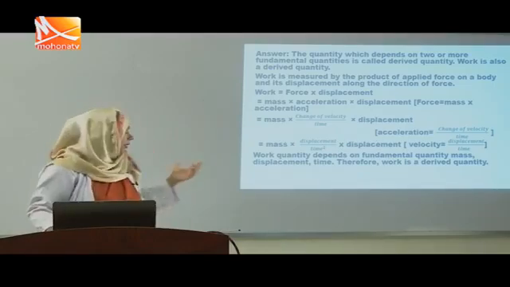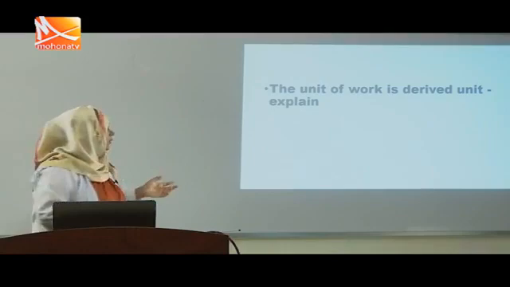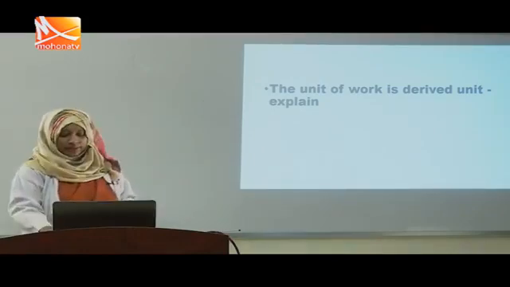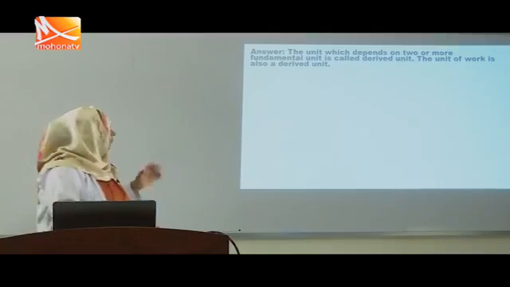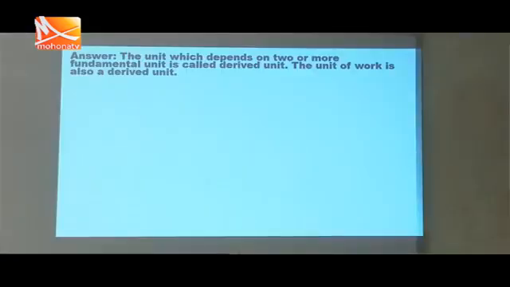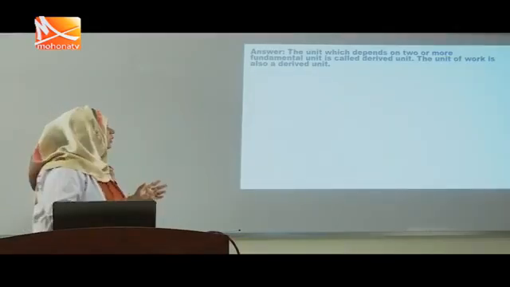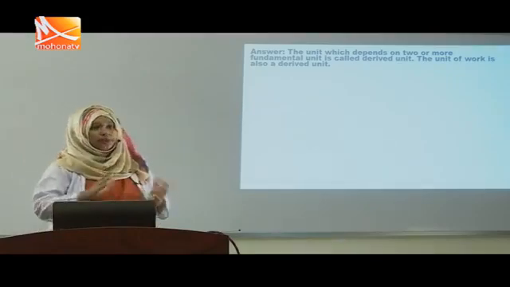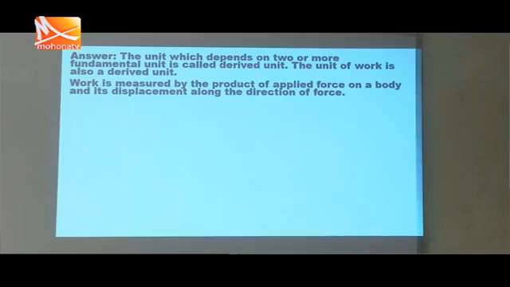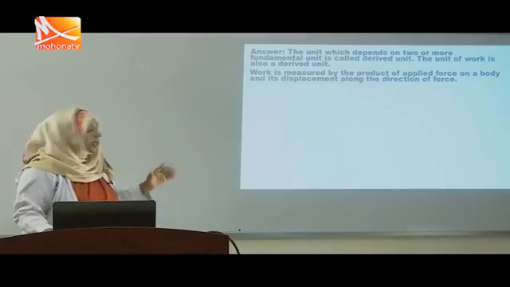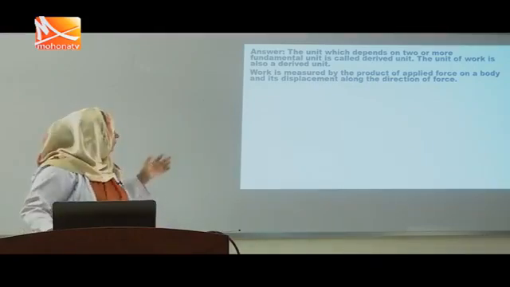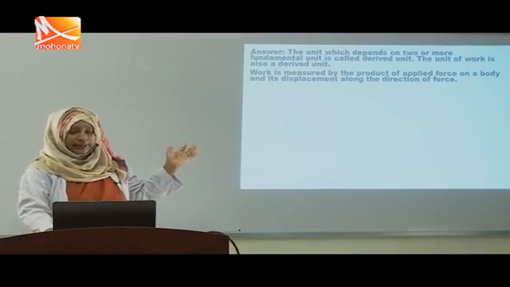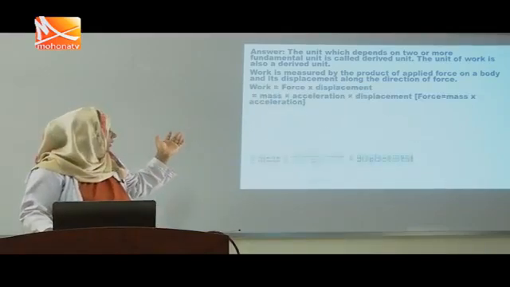Another question like this is: the unit of work is a derived unit. Similar to the previous question, the unit which depends on 2 or more fundamental units is called a derived unit. The unit of work is also a derived unit because it depends on 2 or more fundamental units. Work is measured by the product of applied force on a body and its displacement along the direction of force. You have to answer it like this. We have studied it earlier.